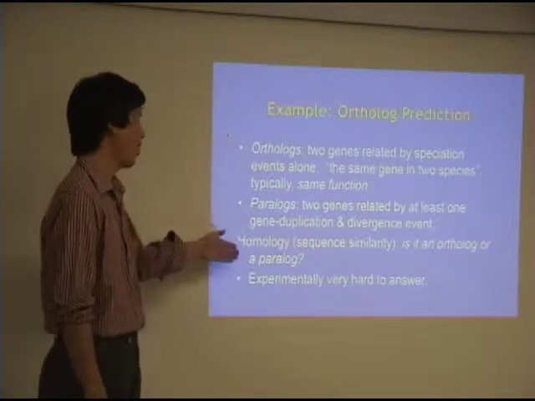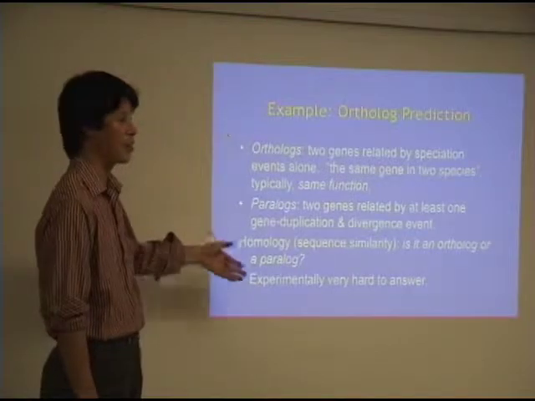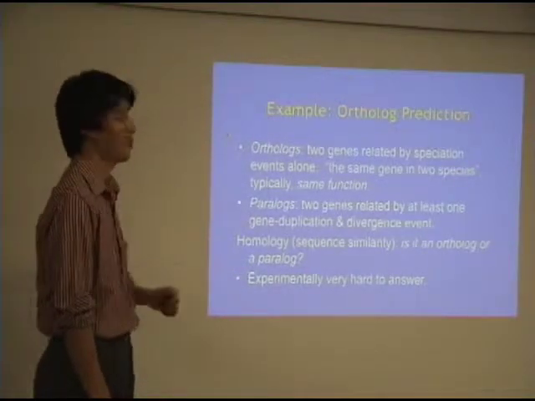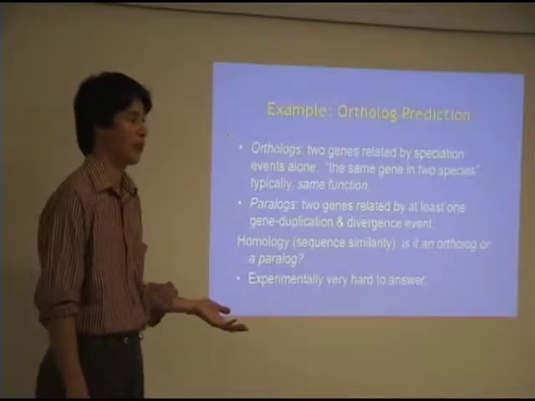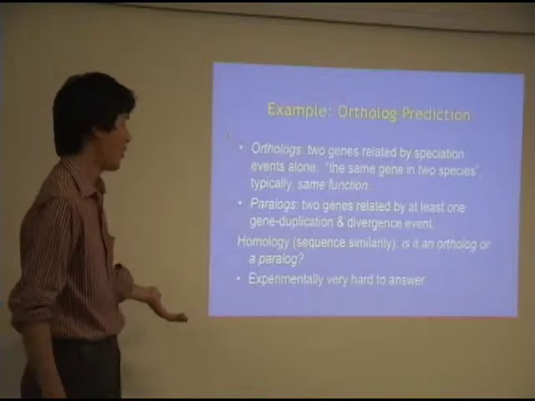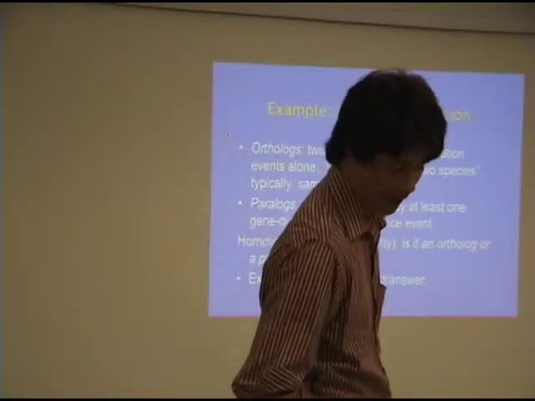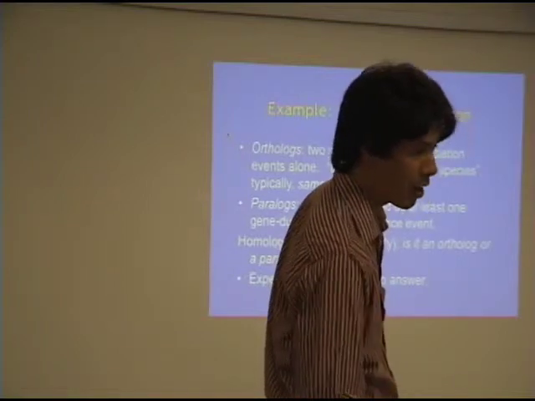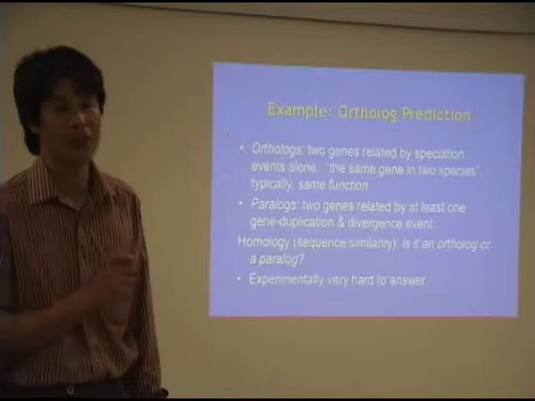Okay, now we sequence a brand new genome. We find sequences that are similar, say, to the human genes. And for any given pair that we find that are similar, is it an ortholog or is it a paralog? That's a very difficult question experimentally. Biologists would actually argue in the past for a long time. And that argument actually mattered.